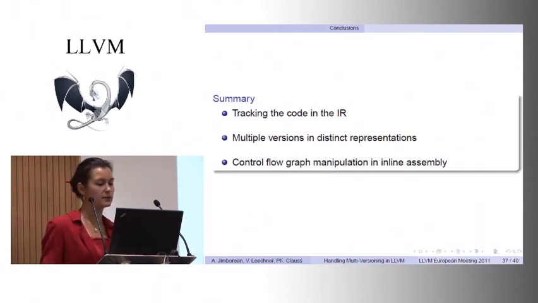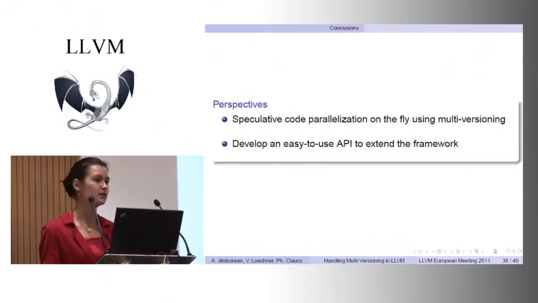As perspectives, we plan to use this instrumentation in order to perform speculative code parallelization on the fly, again using multi-versioning. This is already work in progress. And we can discuss the problems that we have faced with LLVM on this framework. Another idea would be to develop an easy-to-use API to extend our framework to embed more and more optimization and instrumentation possibilities. And let's see the challenges that we had.